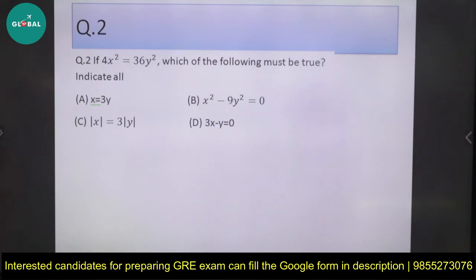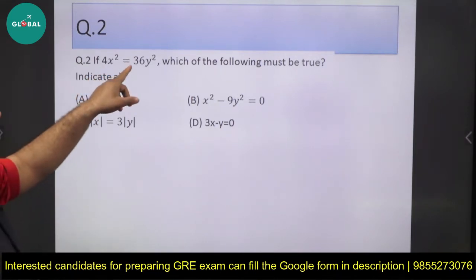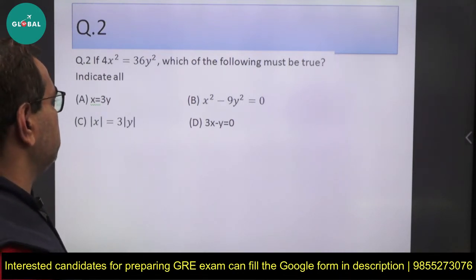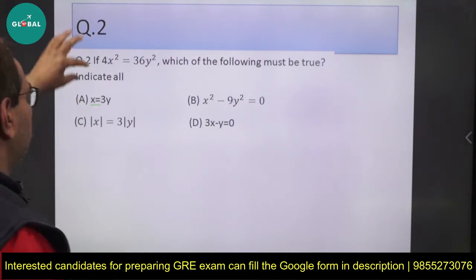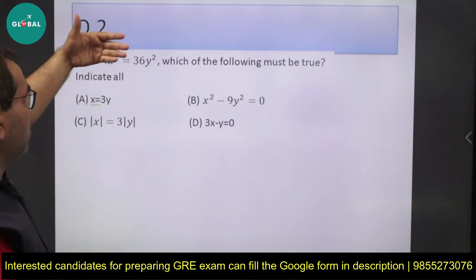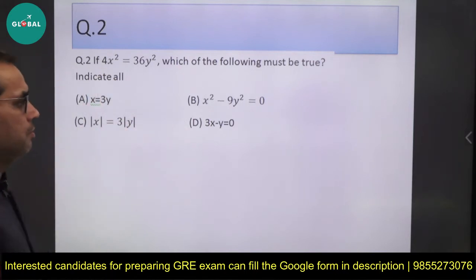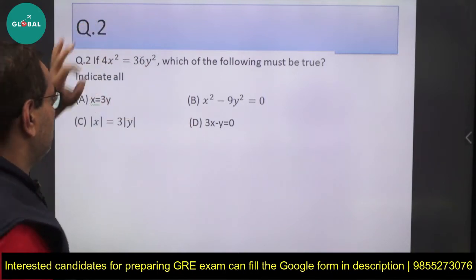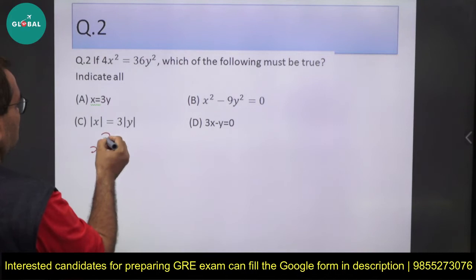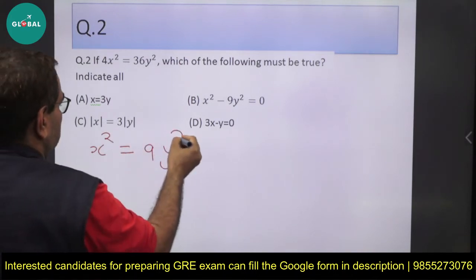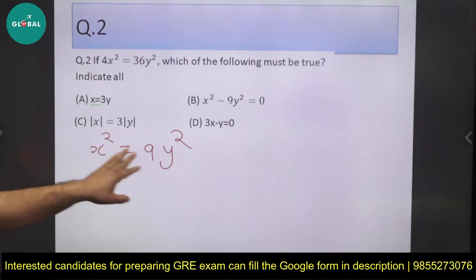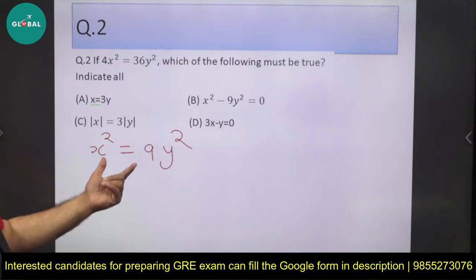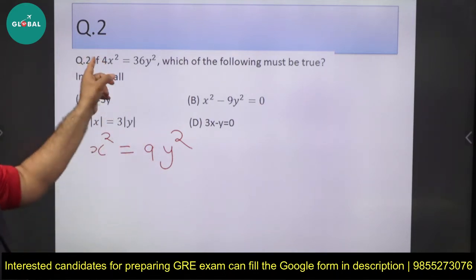It is given that 4x square is equal to 36y square. Now which of the following must be true? Indicate all. For this to be true, which of the following must be compulsorily true? So we can write x square equal to 9y square. This is a must. We can cancel 4 from 36, right? So x square equal to 9y square. This is a must condition. It must be true for this to be true. If this is not true, then this cannot be true.